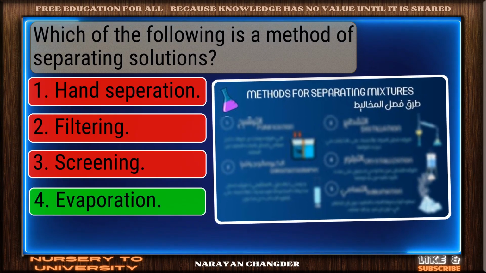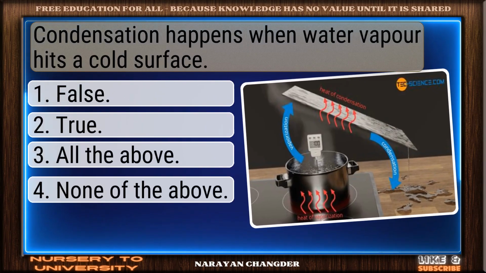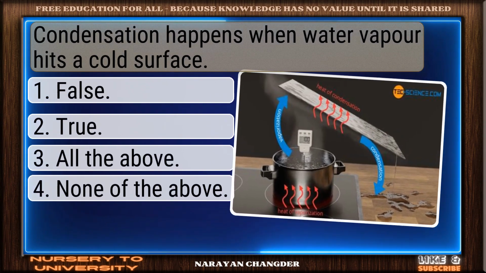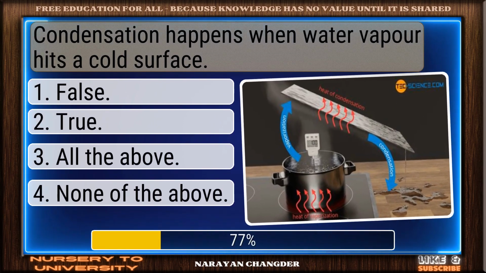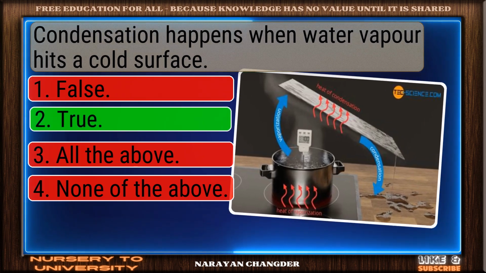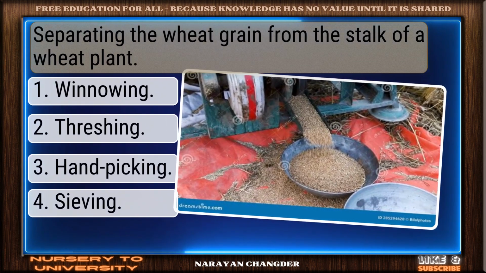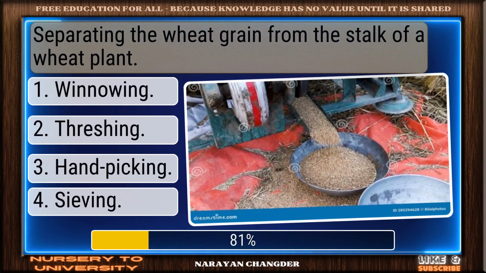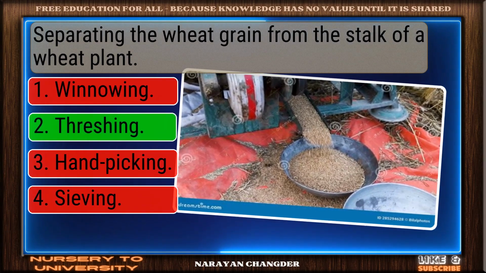Correct. Evaporation is the right answer. Condensation happens when water vapor hits a cold surface. Correct response. True is the most accurate answer. Separating the wheat grain from the stalk of a wheat plant. Nicely done. Threshing is a solid answer.